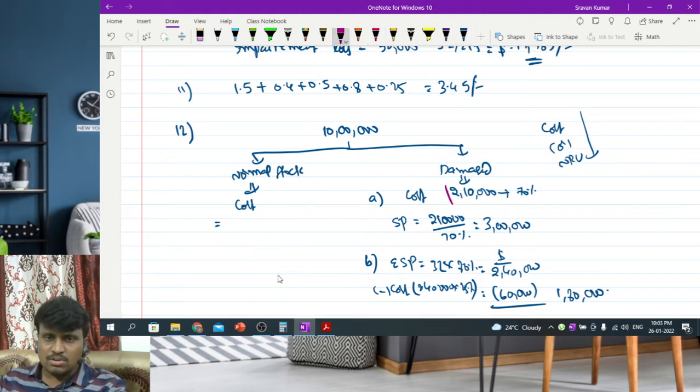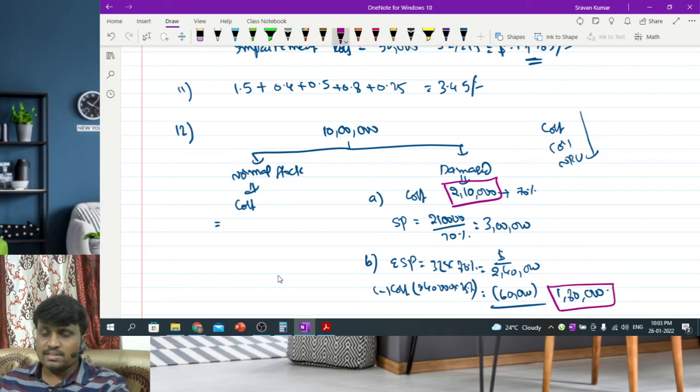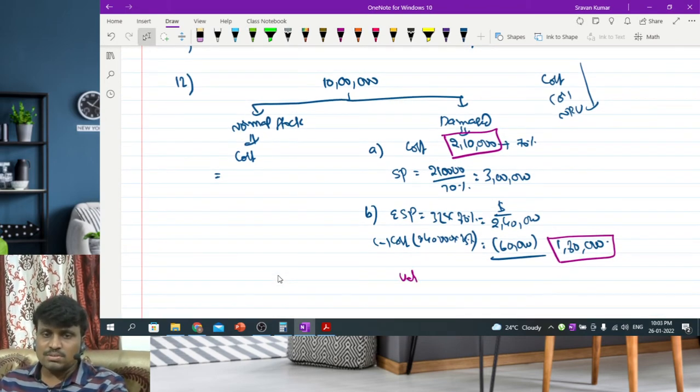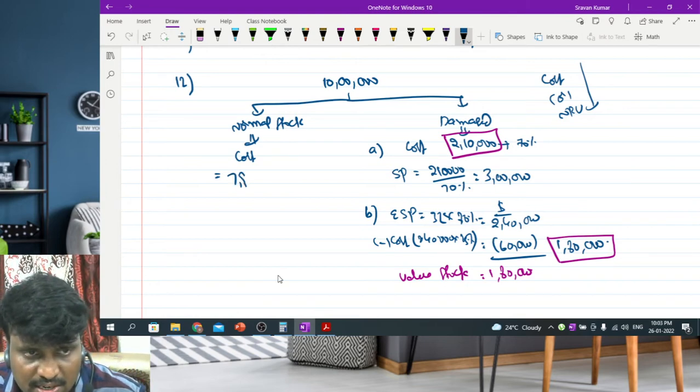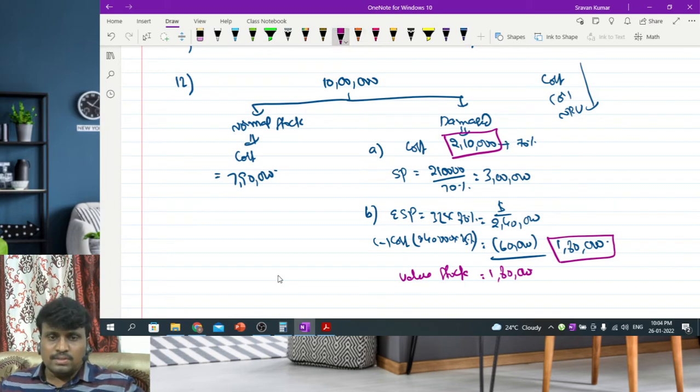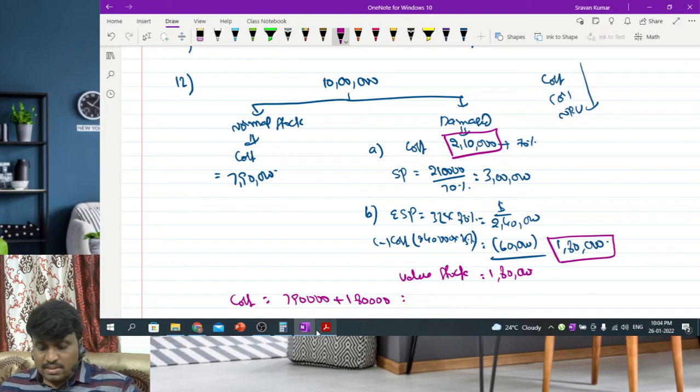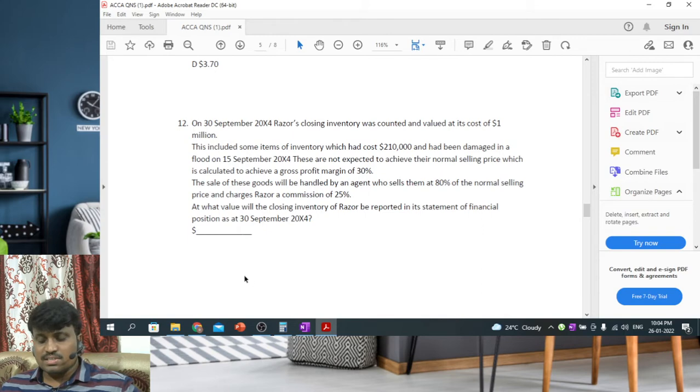So here, what is the cost? 2,10,000. What is the NRV? 1,80,000. So then cost or NRV, whichever is lower, at 1,80,000. Out of the 10 lakh, 2,10,000 is there. Then what is the remaining part? 10 lakh minus 2 lakh 10,000, nothing but 7,90,000. Then what is the value to be shown? 7 lakh 90,000 plus 1 lakh 80,000 is equal to 9 lakh 70,000. That is the actual amount to be shown in the closing stock. Clear?